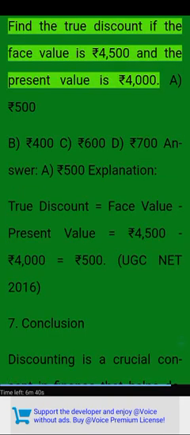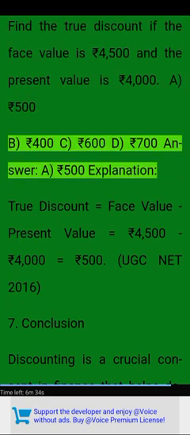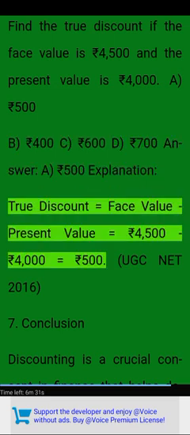Find the true discount if the face value is 4,500 rupees and the present value is 4,000 rupees. A. 500 rupees. B. 400 rupees. C. 600 rupees. D. 700 rupees. Answer: A, 500 rupees. Explanation: True discount equals face value minus present value, equals 4,500 rupees minus 4,000 rupees, equals 500 rupees.